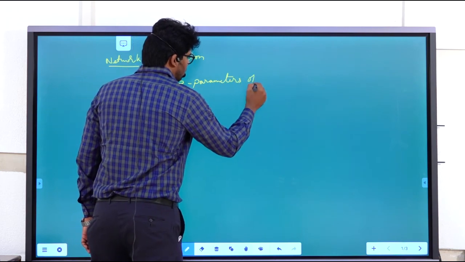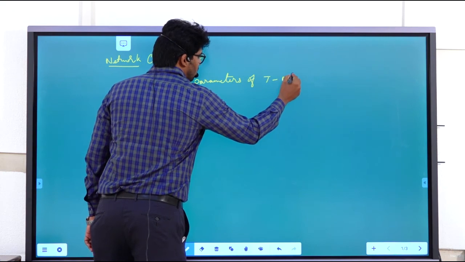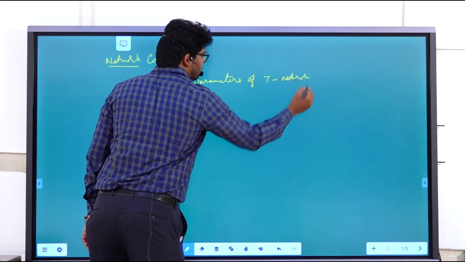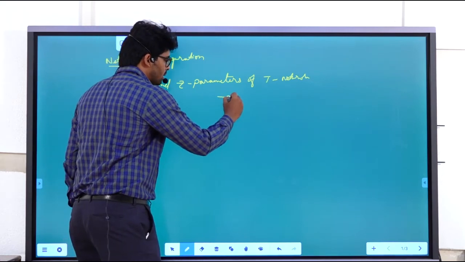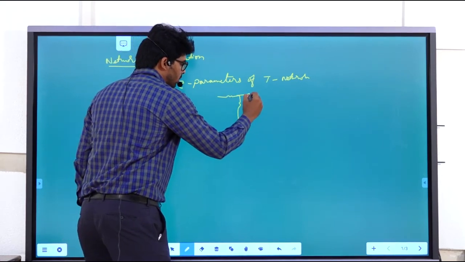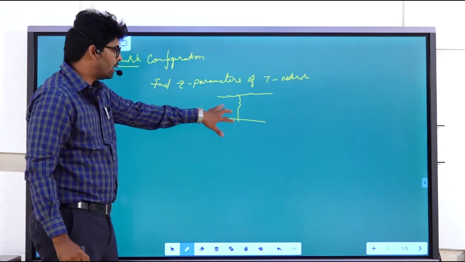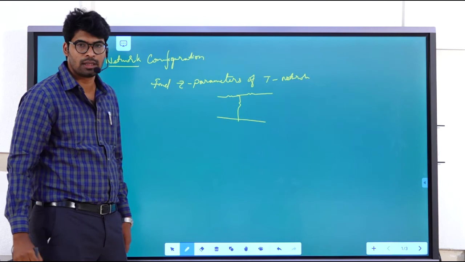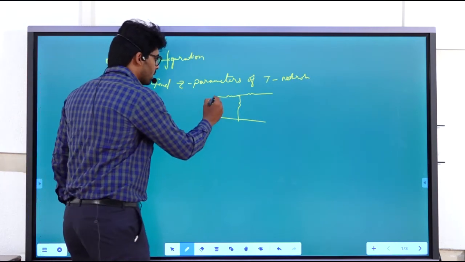for example, T configuration, T network. So this is the question he asked you. You know that this is a T circuit. Okay, this is a T network. For this T network you will find Z parameters. So this is one configuration, that is T configuration.